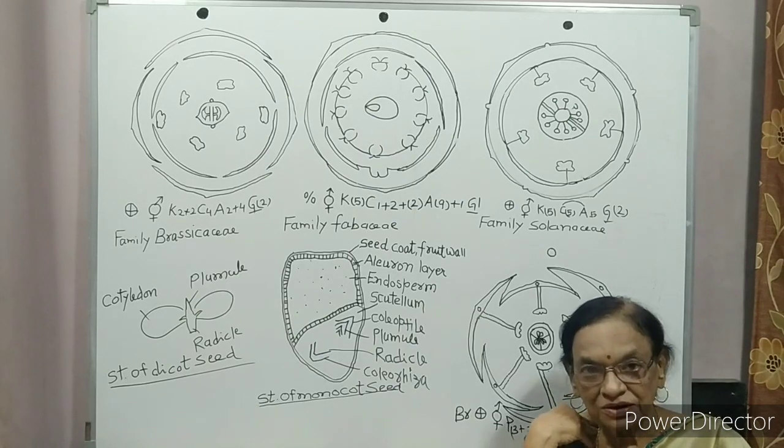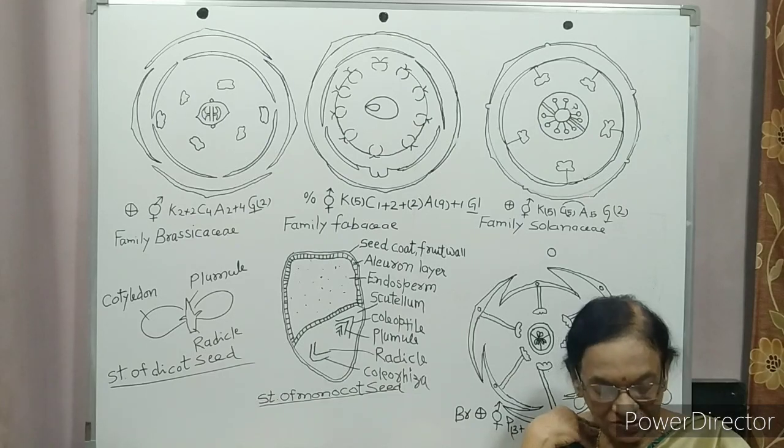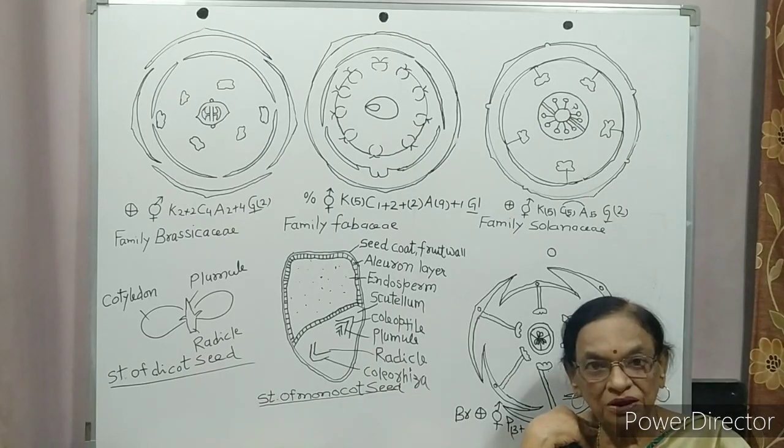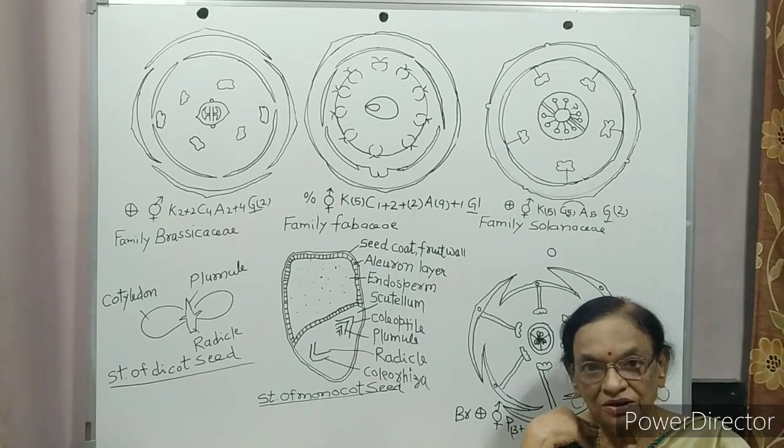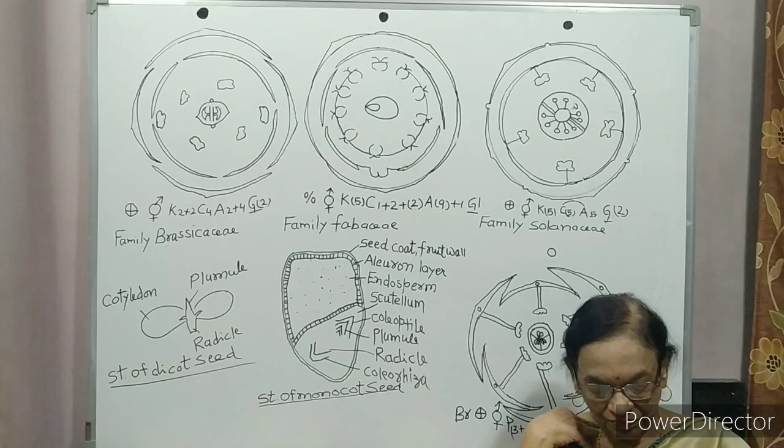Already you have studied papilionaceous corolla has a posterior big standard, two lateral wings and two anterior ones forming a keel enclosing stamens and pistil. Vexillary estivation.